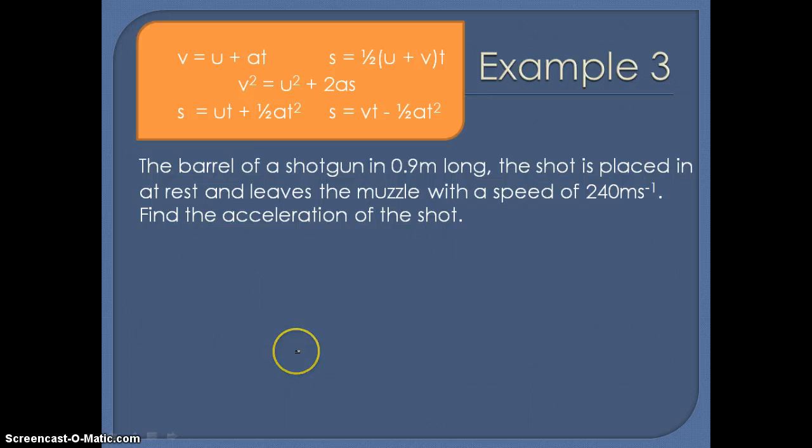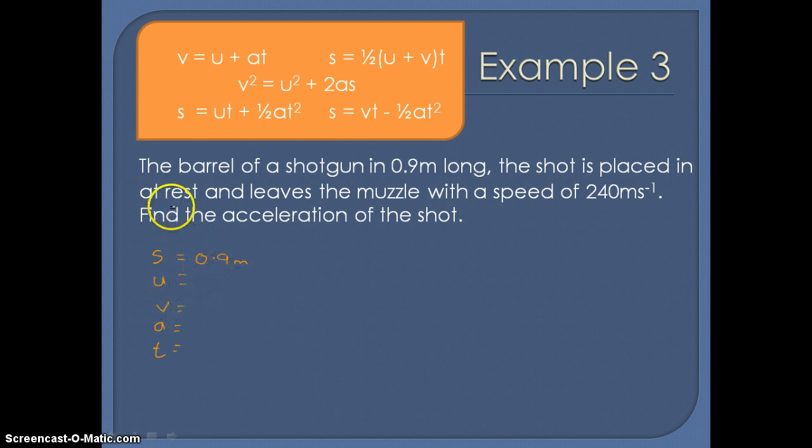So if we try a third example then. The barrel of a shotgun is 0.9 meters long. The shot is placed in at rest and leaves the muzzle with a speed of 240 meters per second. This time we're trying to find the acceleration of the shot. So we read through the question and decide again which of the 5 things we know and which things we'd like to work out. So the barrel is 0.9 meters long, so that's our displacement.